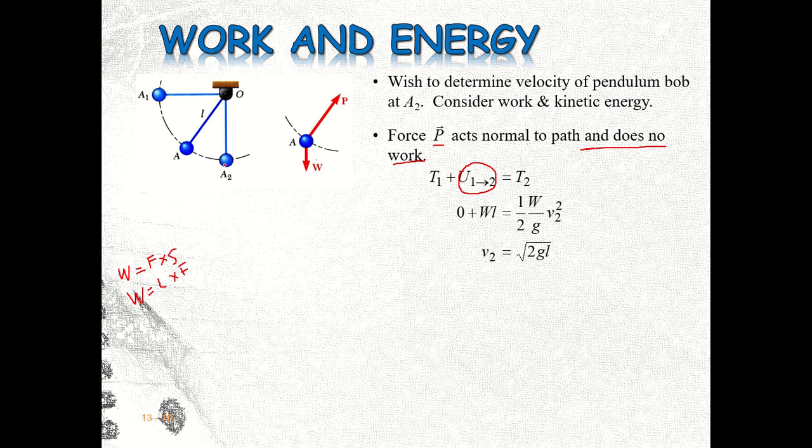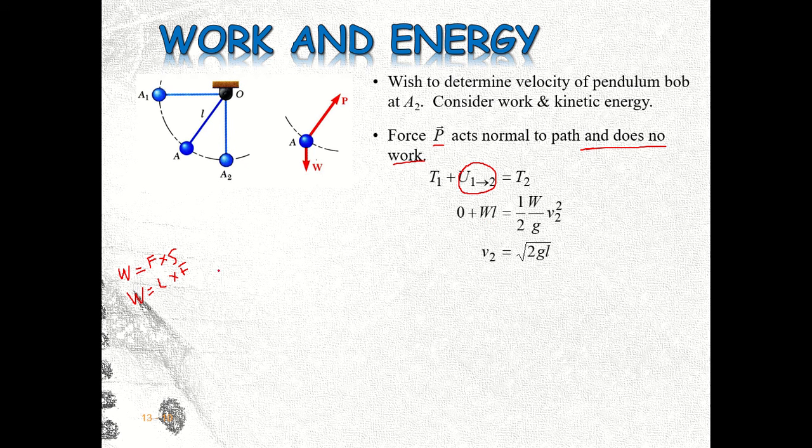So for this part, the work from 1 to 2, from here to this position, is just the product of the weight multiplied by the length of this. The length of this is L, which is constant. This is L, this is also L, this is also L.